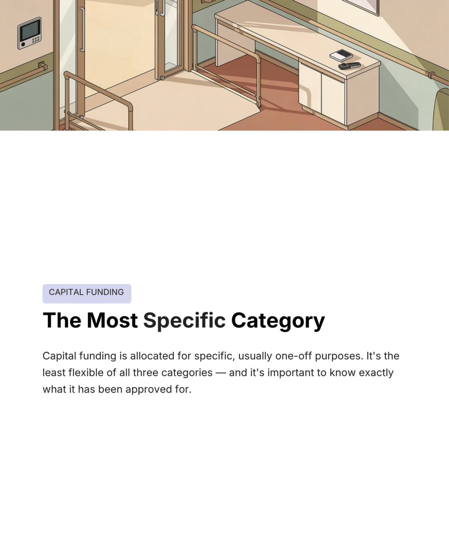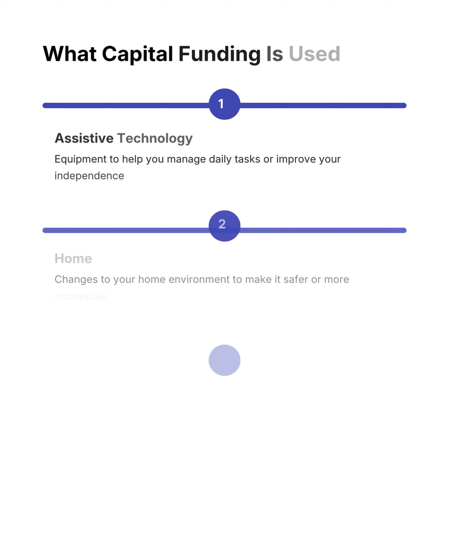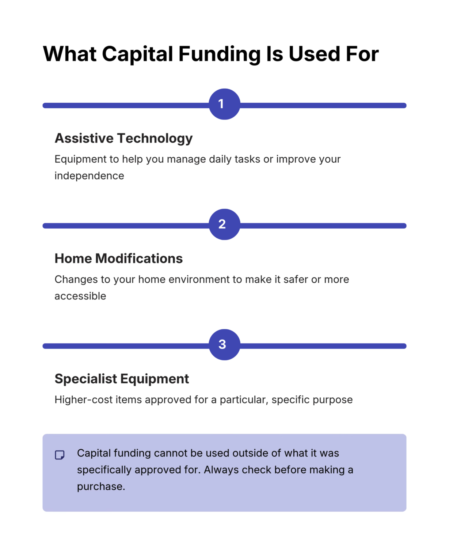Capital funding is usually the most specific. This is typically for one-off purchases or higher cost items. Things like assistive technology, equipment, or home modifications. This funding is usually allocated for a particular purpose, and it cannot be used outside of that. So it is important to understand exactly what it has been approved for.